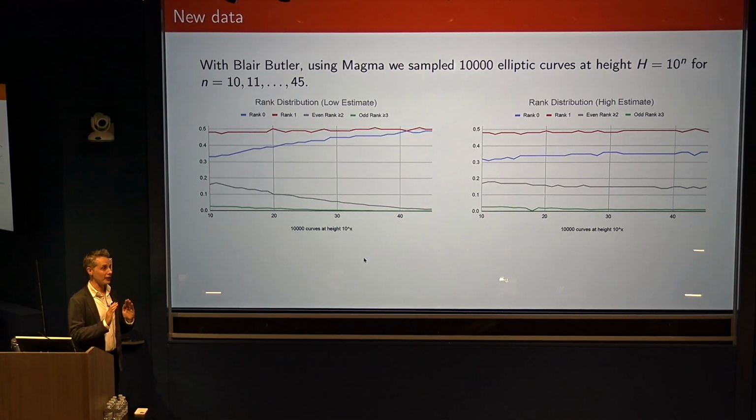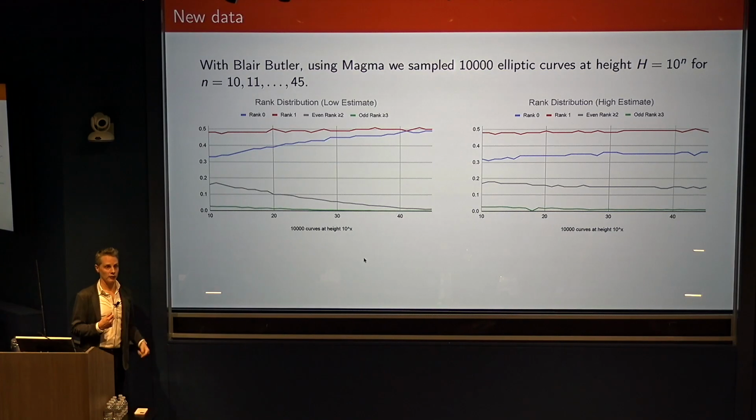Now, I remind you that sometimes we can't compute the rank. We only have bounds. So what you see on the left-hand side is the lower bound. For example, the main issue between the left-hand side and the right-hand side is the blue curve, the rank 0 curves. On the left-hand side, they are tending up to a half. On the right-hand side, they're kind of staying flat. That's the high estimate. And similarly, the rank 2 curves here, they're tending nicely to 0, and on the right-hand side, they're staying constant.